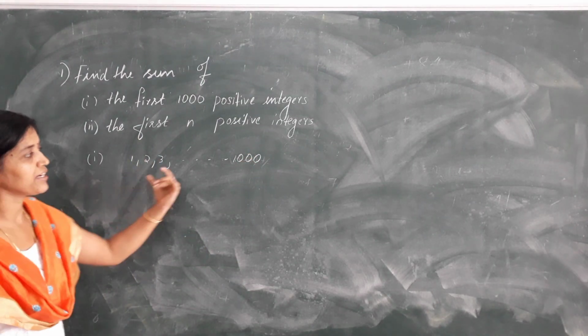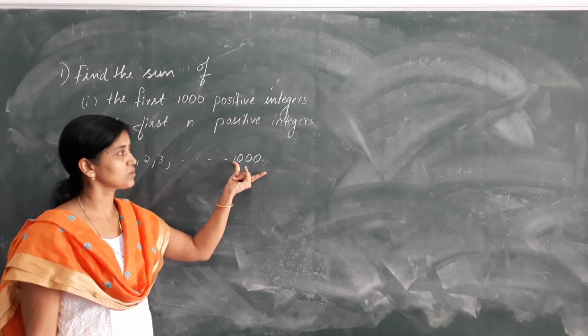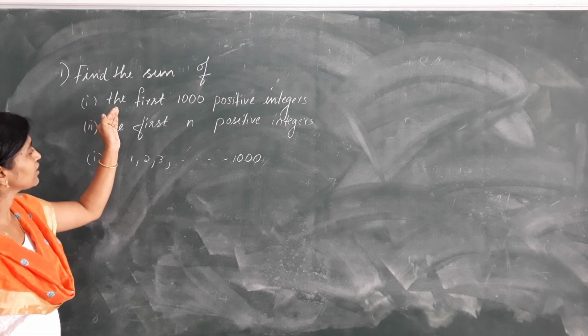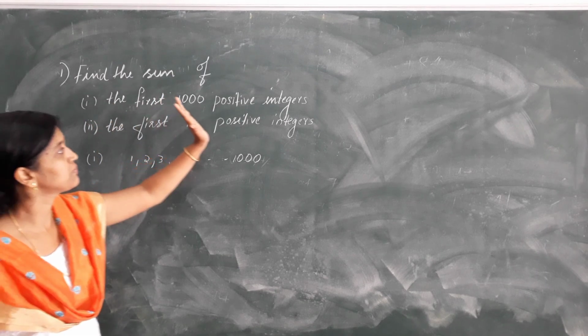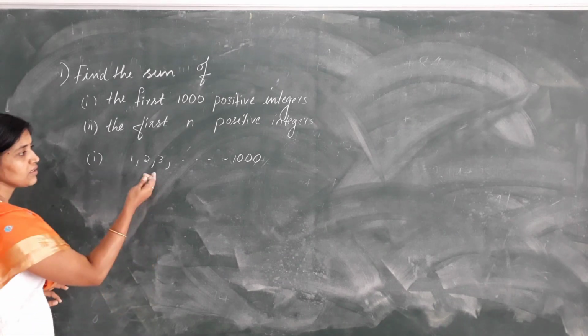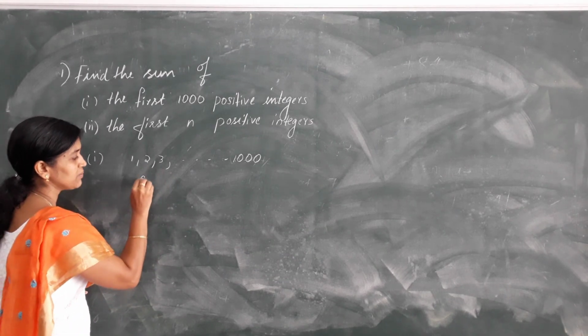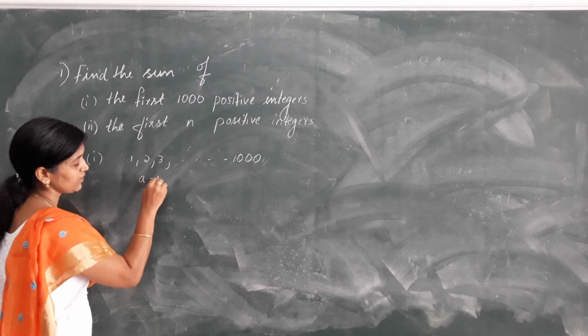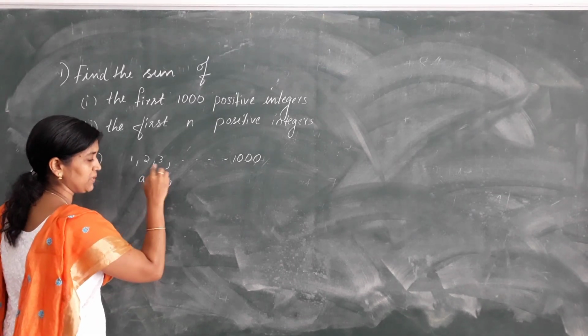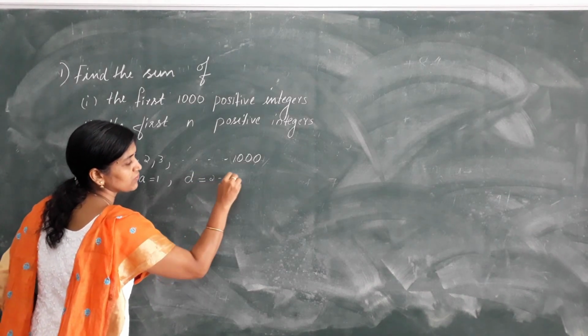So, this is a finite AP. We know the last term, that is 1000, and we are asked to find the sum of the first 1000 positive integers. Here we can use the formula. The first term a is equal to 1, and the common difference d is 2 minus 1, which is 1.